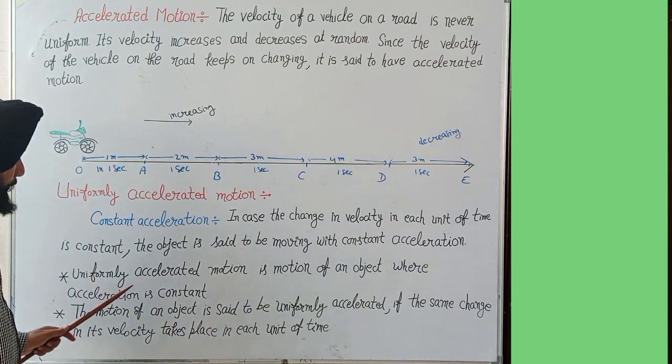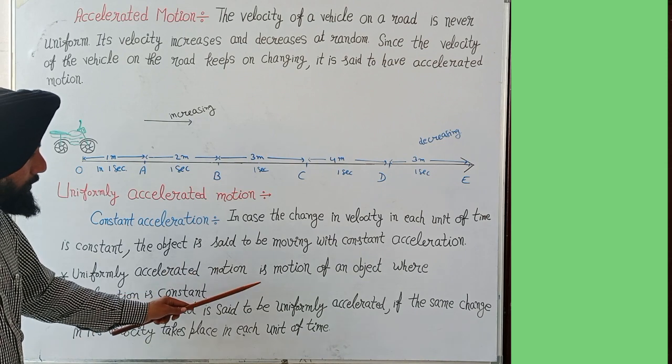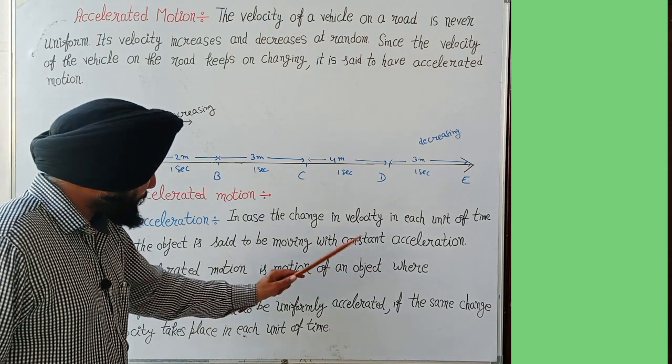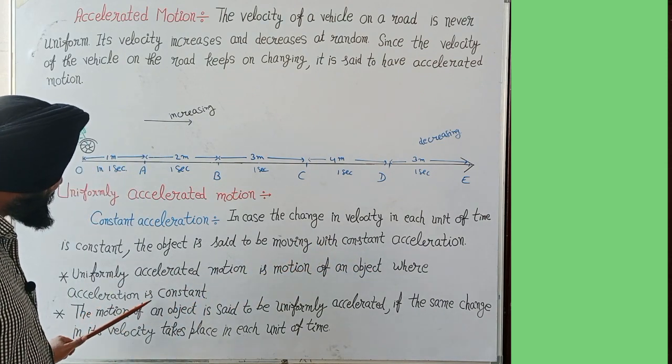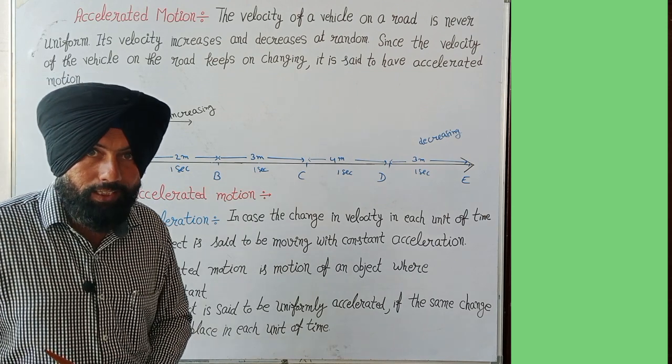Now, uniformly accelerated motion is motion of an object where acceleration is constant.